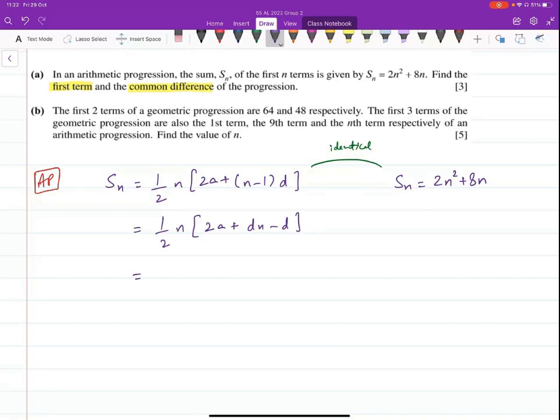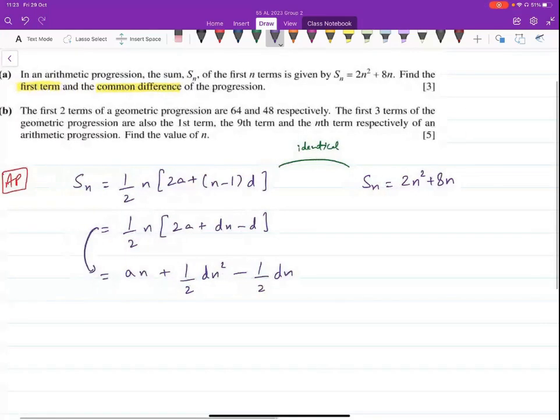And now what we do is we multiply this half n inside as well. That gives us half into 2, which is going to get cancelled. And we have a times n plus dn into half n. That's going to be half dn squared minus d into half n. That is going to be half dn. This is the simplified form. Is this multiplication clear to everyone? How you're getting from this step to this step? Is there any problem with this? You're just multiplying half n inside with every single term. Is that okay? Yes.